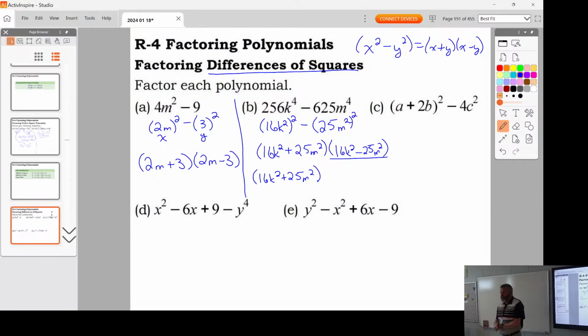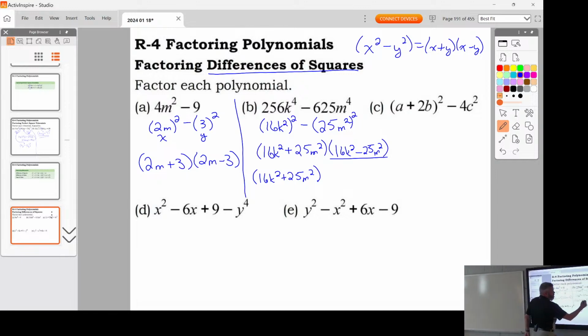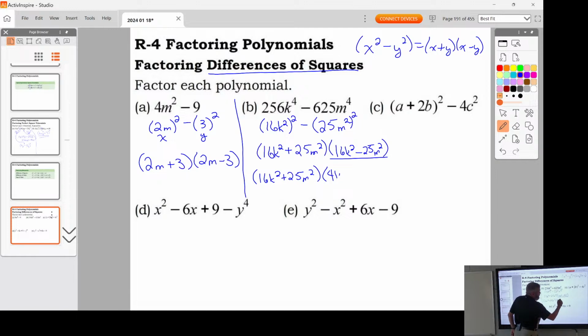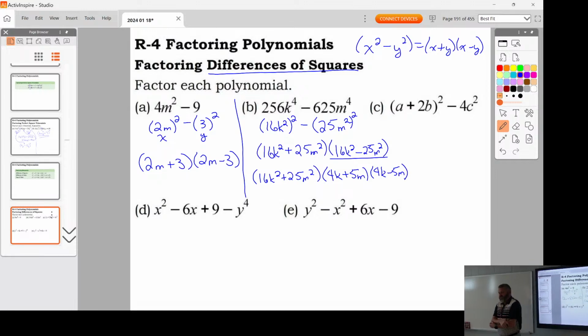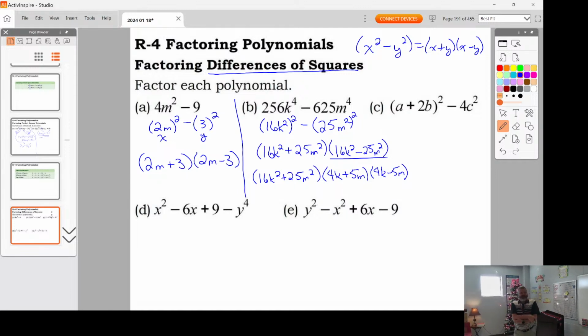(16k squared minus 25m squared). You told me that factors. It's a difference of squares. What does it factor into? Let's do the plus first. 4k plus 5m times 4k minus 5m. Okay. Is it wrong if you write the minus first? No. I just do it this way because I'm very consistent and do it the same way every time.